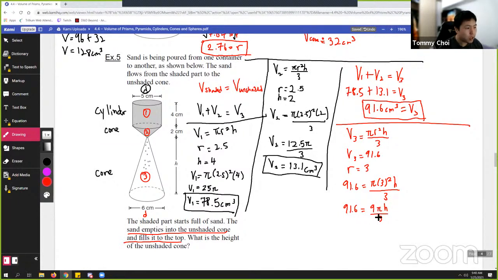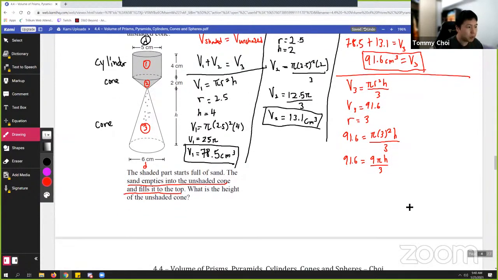Okay? So we follow BEDMAS backwards. This is just like we're doing algebra here. The first thing I'm going to move is the 3, right? Division, multiplication goes first, but if we have division, we get rid of the division first. So we're going to move the 3 to the other side. We're going to multiply by 3 on both sides. So I'm going to get 91.6 times 3 is equal to 9 pi h.